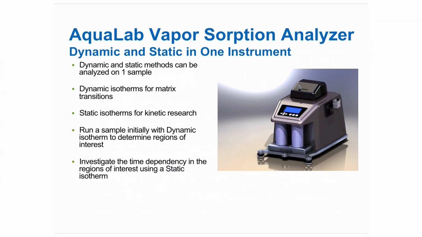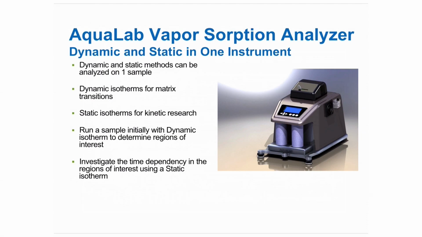And because of that, we've now created from Decagon what we call the Aqualab Vapor Absorption Analyzer, the Aqualab VSA. And this is the only instrument out there to do moisture absorption characteristics that combines both static and dynamic methods in one instrument. In fact, you can even perform them on one sample during a testing process.